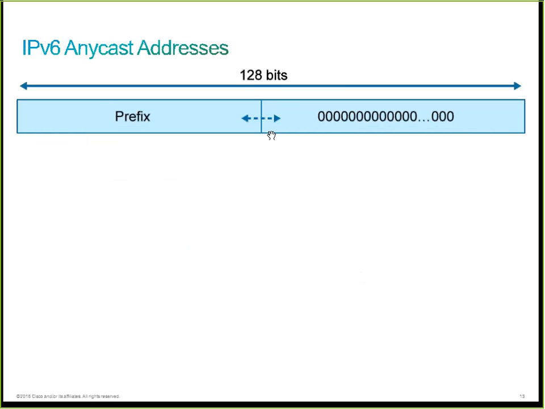Now, the next address that we have is the Anycast address. When I talk about an Anycast address, again the same thing: we have the prefix, that's the first 64 bits, and then the host ID. But remember, in the case of an Anycast address, the host ID is always 0. There will be a prefix address, but the host address will always be 0.